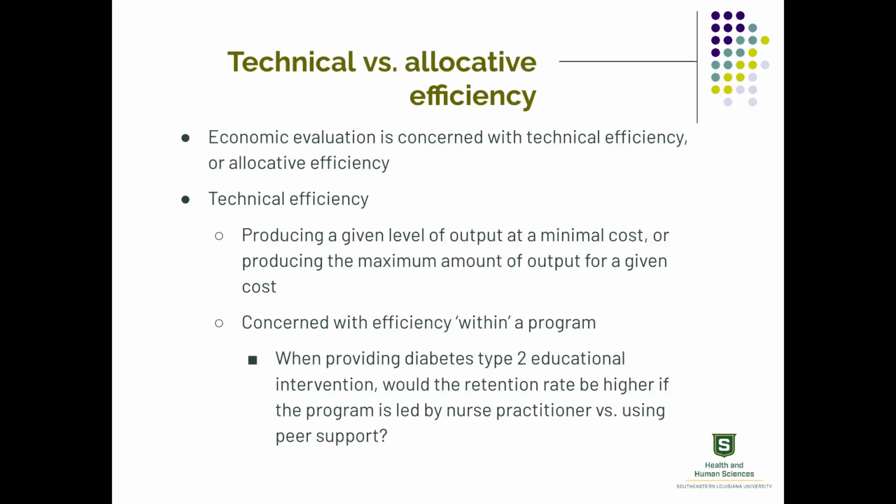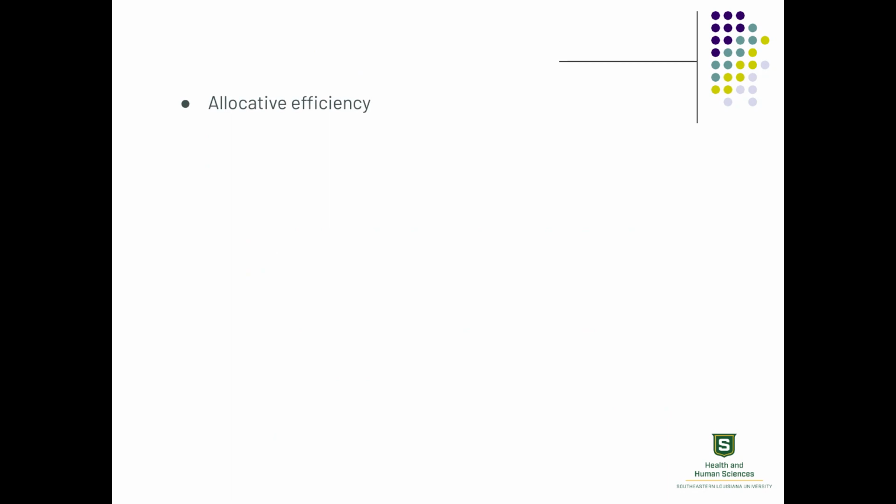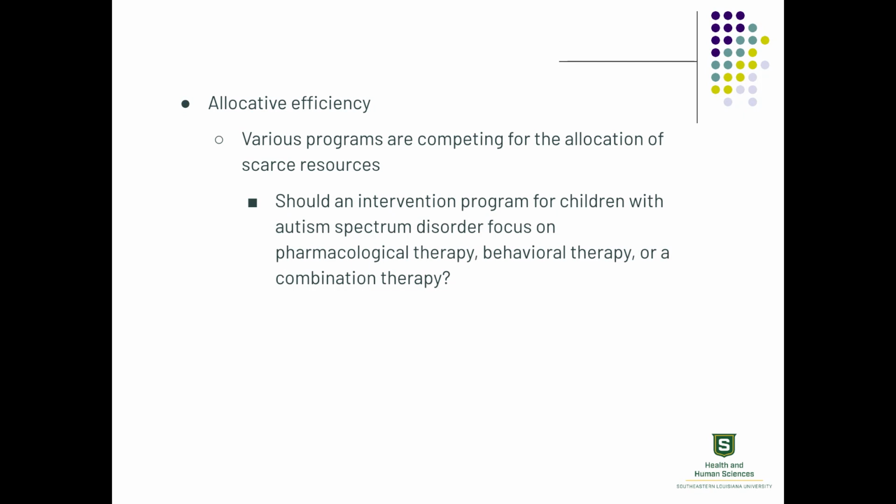So for allocative efficiency, we're looking at it from the perspective of different programs competing for an allocation of the scarce resources. I'm going to give you an example so that you understand that. Say we have an intervention program for children with autism spectrum disorder, and we're trying to decide how we are going to implement this intervention. Should we use pharmacological therapy? Should we use behavioral therapy, or should we use a combination of the two?